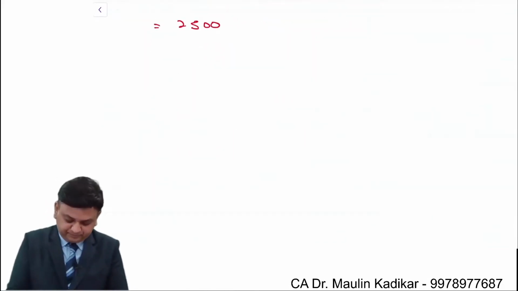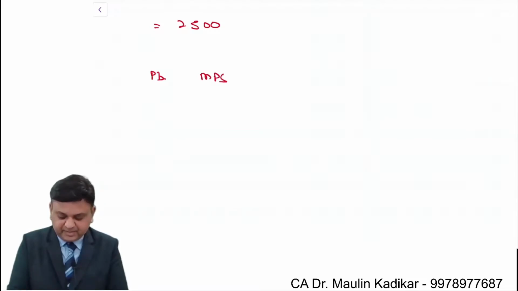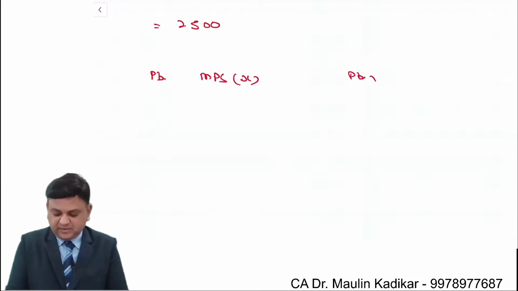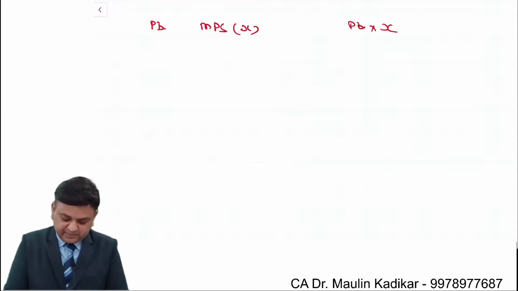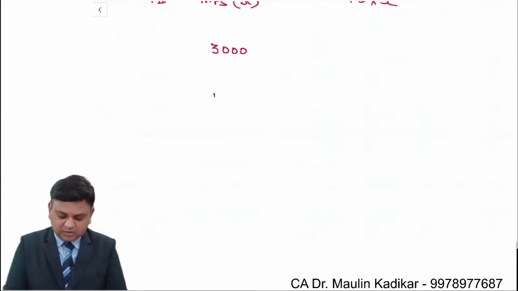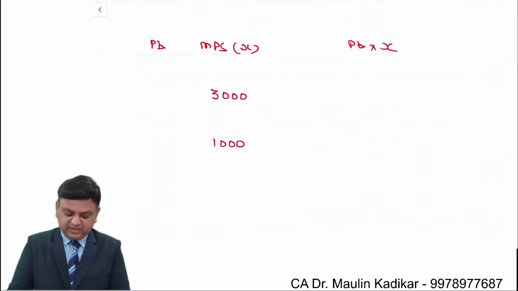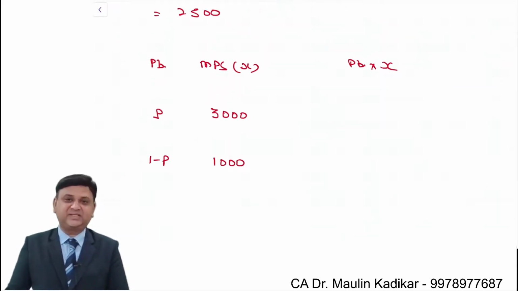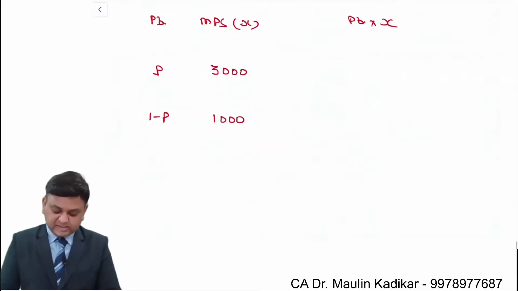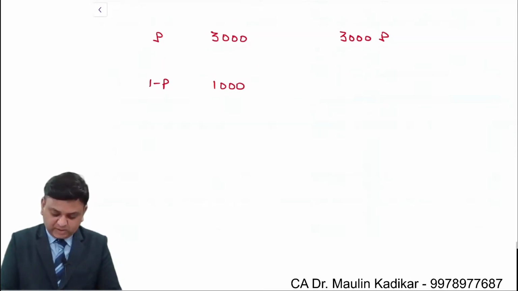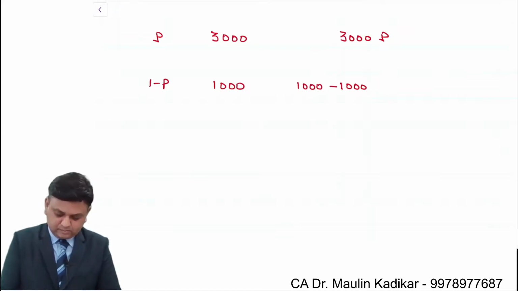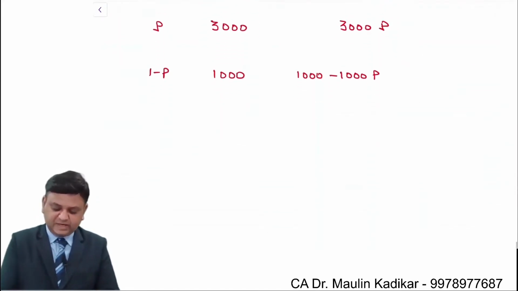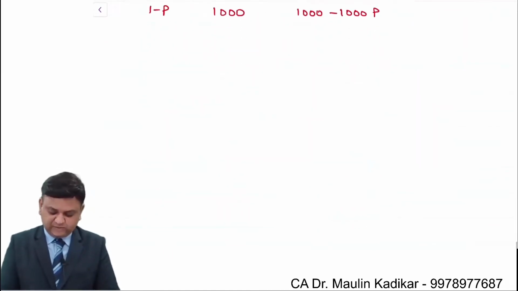Afterwards, listen carefully. Probability, to which the variable x is assigned, into the market price of the share. The price is going to be either 3000 or 1000. I assign the variable p for the price increase. So automatically, 1 minus p is the probability of the price decrease. 3000 into p is 3000p, and 1000 into 1 minus p is 1000 minus 1000p. Now, based on that, we will have the expected price, and the expected price is 2,500.